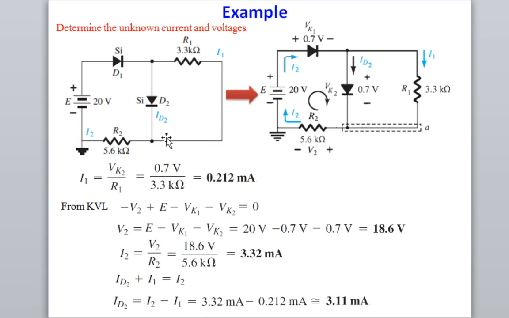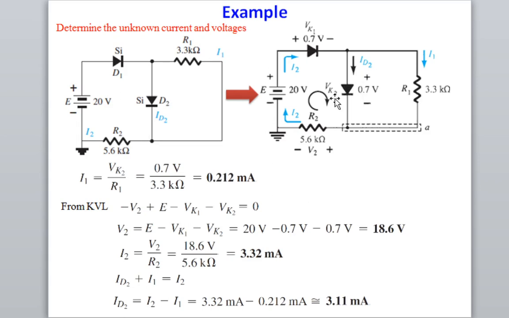I have drawn this circuit diagram again with the equivalent circuit. If you see, 20 volt, this resistance R2 is there, this diode D1 0.7 volt, diode D2 0.7 volt, and I have just redrawn the circuit. This diode and this resistance are in parallel combination. As I stated earlier, in a parallel combination of a circuit, the voltage drop across each component must be equal.